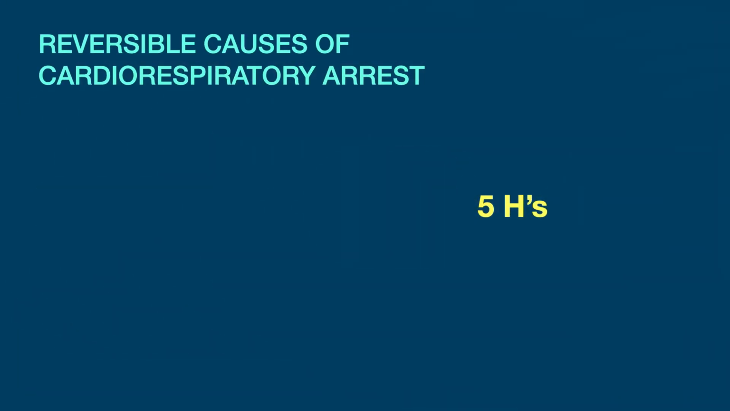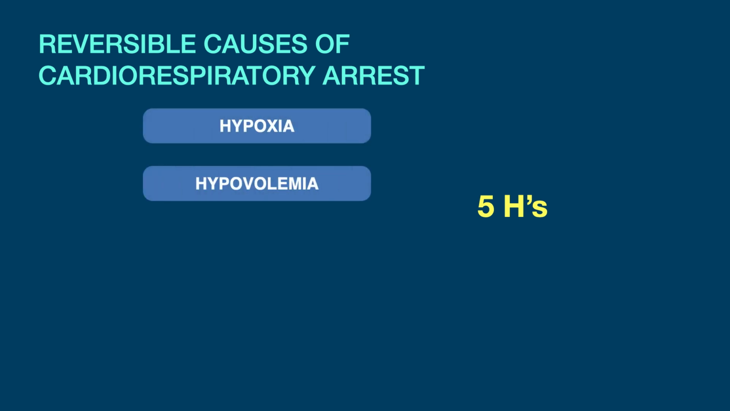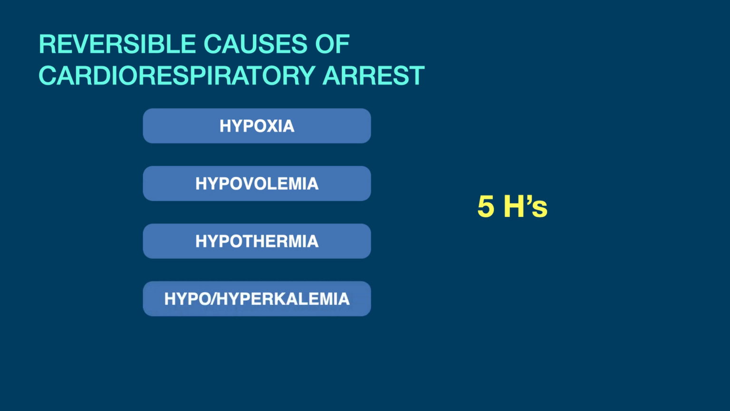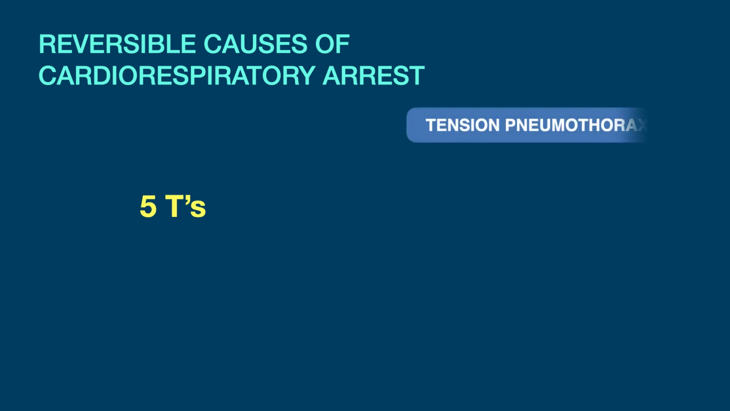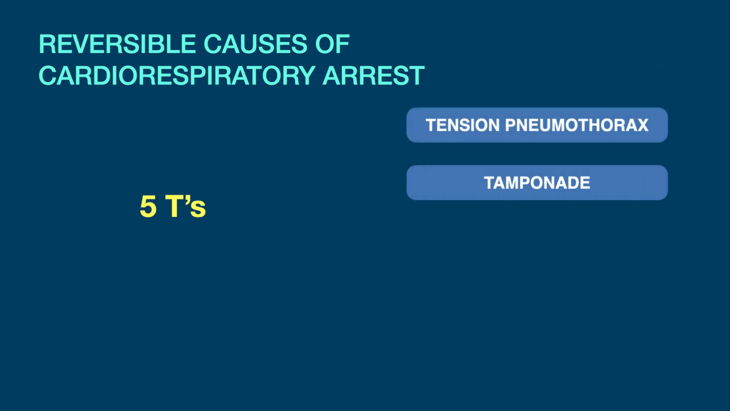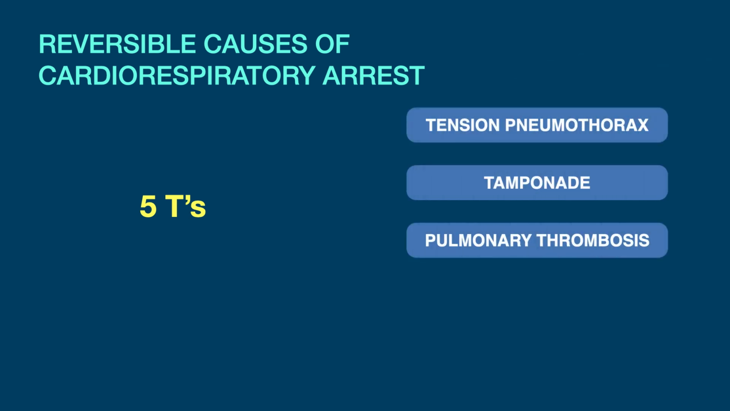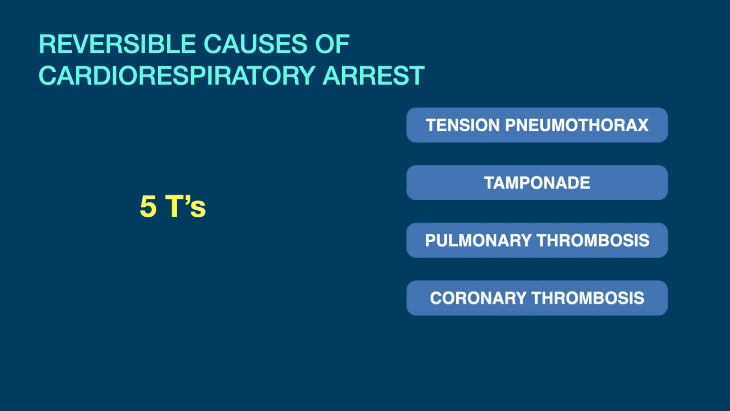So what are the reversible causes of cardiorespiratory arrest? There are 5H, which are hypoxia, hypovolemia, hypothermia, hypo or hyperkalemia, and hydrogen ion buildup causing acidosis. And the 5Ts, which are tension pneumothorax, tamponade, pulmonary thrombosis, coronary thrombosis, and toxins.